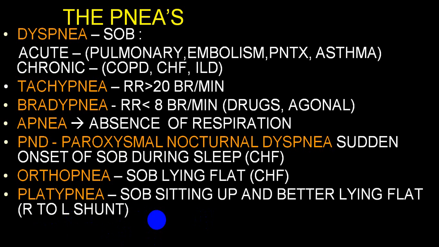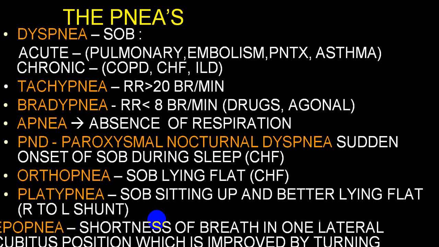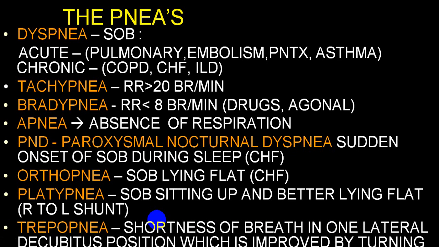Also, you can get platypnea in a person with left atrial myxoma, or also in a case of what we call a ball valve thrombus. There's another term called trepopnea, where the person is breathless in one lateral decubitus position and improves by turning to the opposite side. So he feels better, say, in a right lateral position. He becomes more breathless when he turns to the left lateral position.